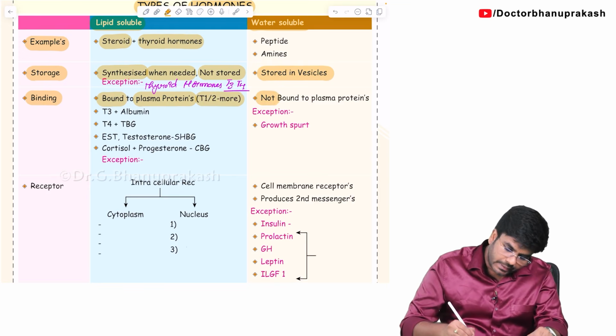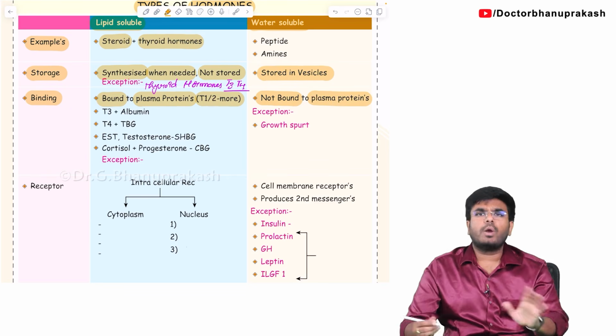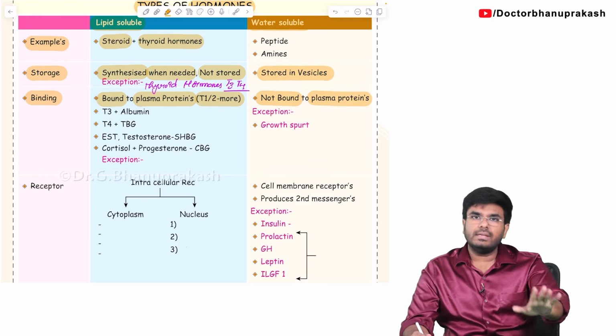Exactly the opposite is the case with water soluble hormones. Usually they are not bound to the plasma proteins. They are traveling freely.